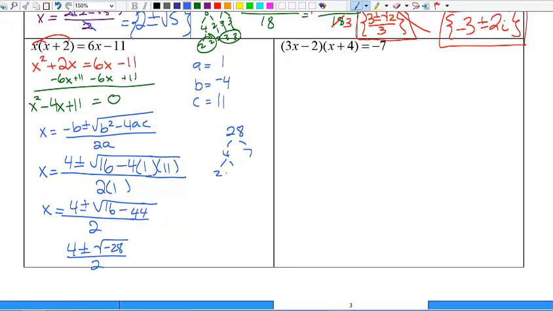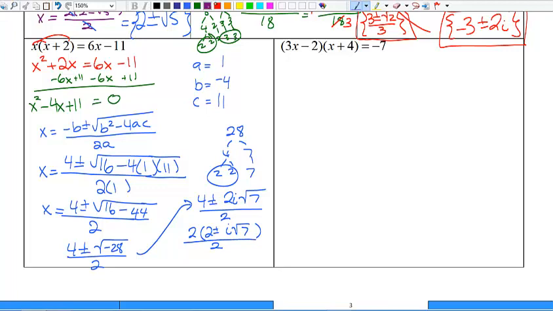4 times 7, 2, 2, and 7. So I have 4 plus or minus. The 2 comes out. The negative comes out and becomes an i. And the root 7, he's all by himself. He has to stay home. I'm going to factor 2 out of the numerator. And the 2 and the 2 divide out nicely. So my final answer is 2 plus or minus i square roots of 7.